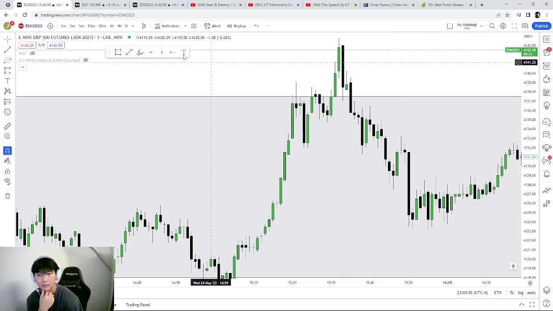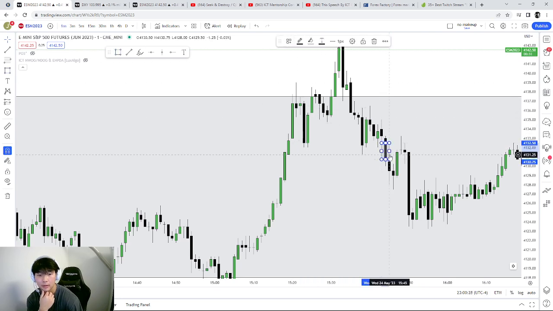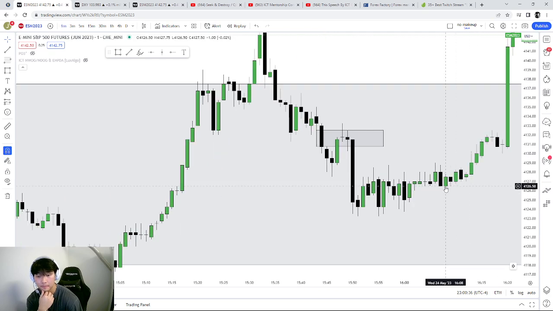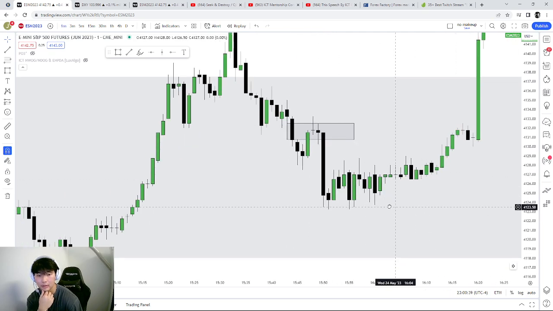I mean, this fair value gap is really clean, in my opinion. Bodies told the story. You get a really nice sell-off here, 31 to 23. It's an easy 8-handle run. And then that's basically it.